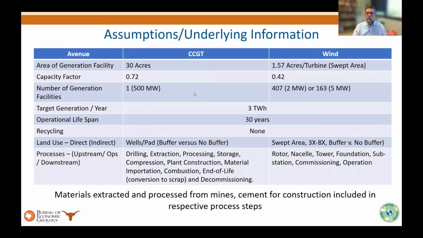What are the number of facilities? And you can see in wind, this has a lot to do with the size of the turbine itself. Is it a 2 megawatt capacity or is it a 5 megawatt capacity? That changes the number of turbines that are needed in your field in order to generate 3 terawatt hours a year, which we are assuming is our target generation. We assume 30 years for both facilities. We are including replacement. So after 10 years or so, if the solar panels have to be replaced, we include that.